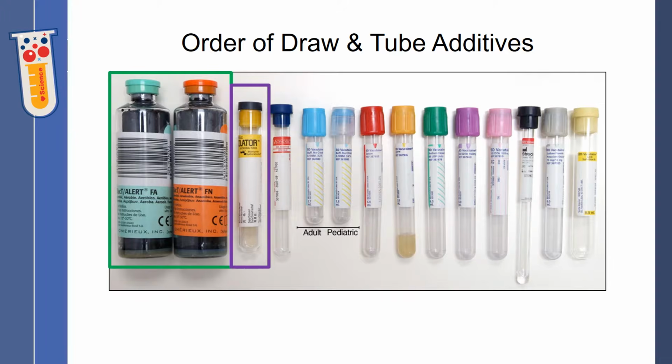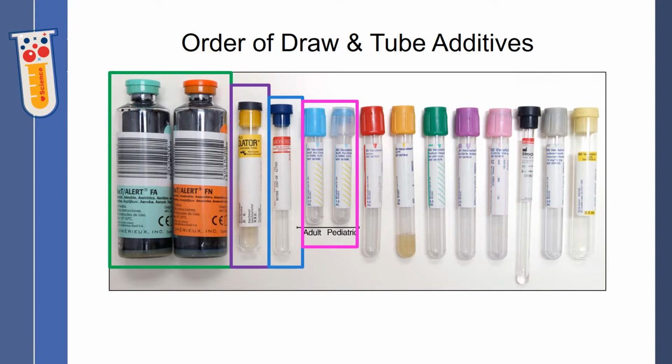Next, we have this royal blue top. These are for trace metals or heavy metals. There are actually two different royal blue tops. One has an EDTA additive, and if you can read that tiny label there, this particular one has no additive. Some metals will require the EDTA and some metals will require no additive, and you just will have to look up whatever lab you're using or test methodology, what the preference is for that.